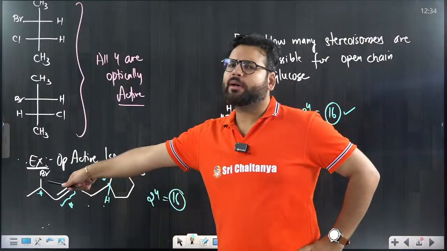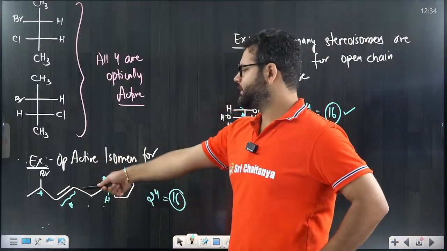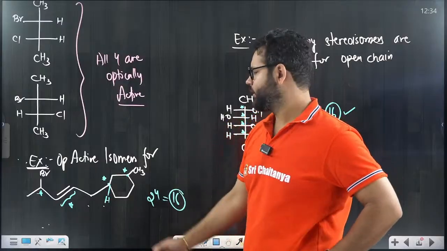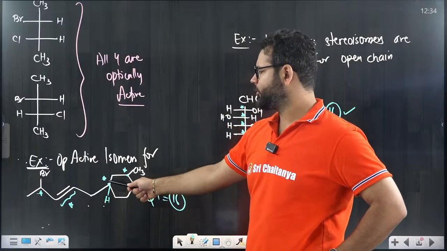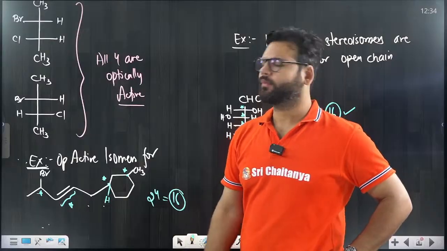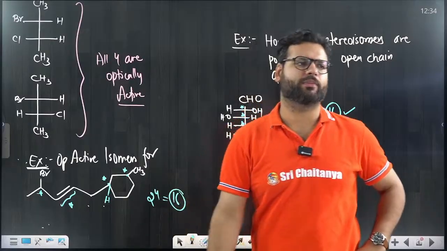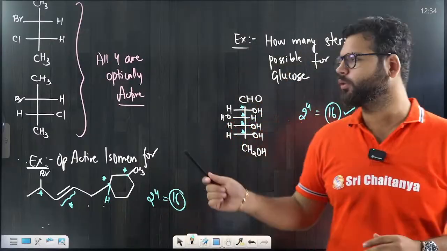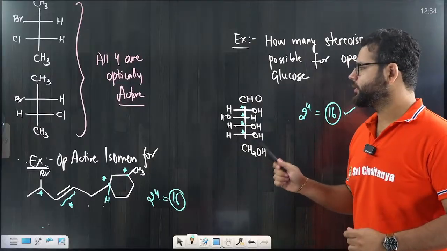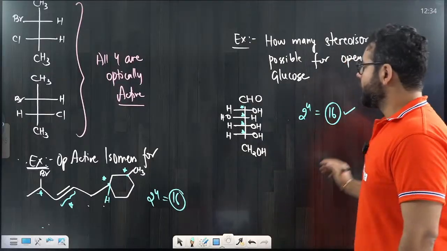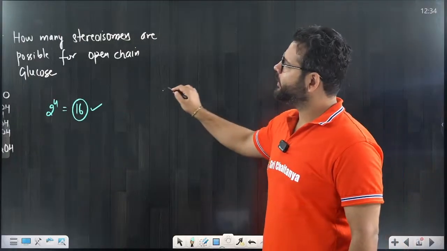This is a chiral carbon, R/S possible here. This is cis-trans possible here. Here also R/S will be possible. It's a chiral carbon, as you can see. And this is also a chiral carbon. So 4 stereocenters here, 4 here.